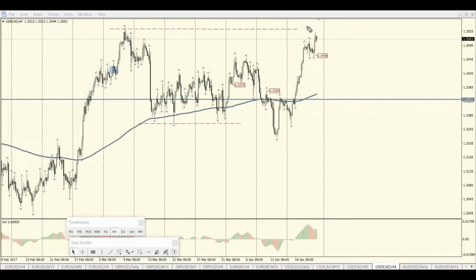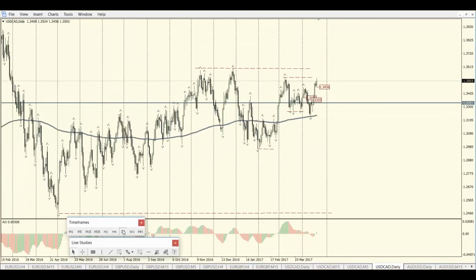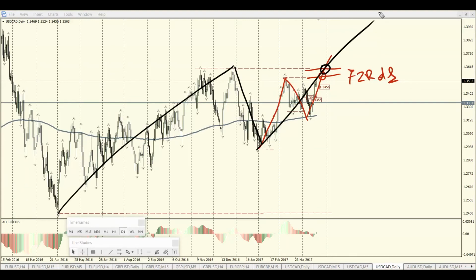We are now approaching this reference point. If you remember from D1 level, this is a reference point. If we break through it, then we'll have an FZR of D1 level. And not too far away from it, here is a reference point from weekly time frame. So if we break through this one, then we'll have an FZR of weekly level up.